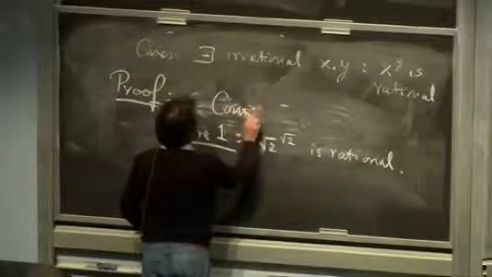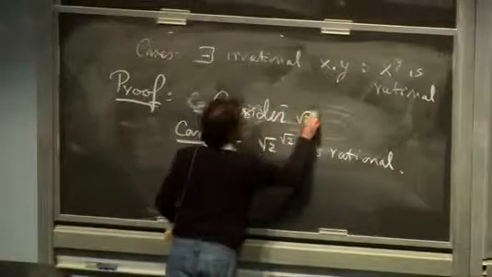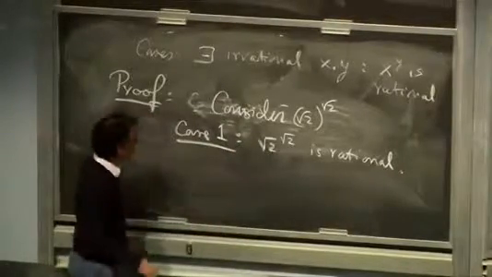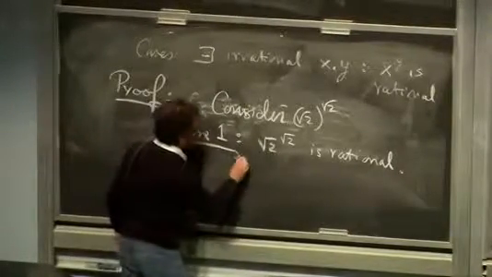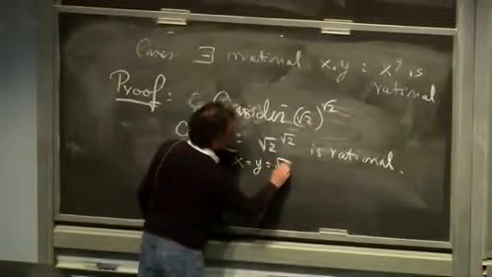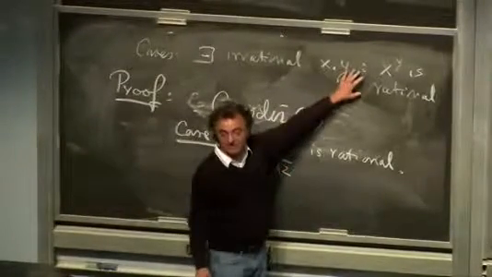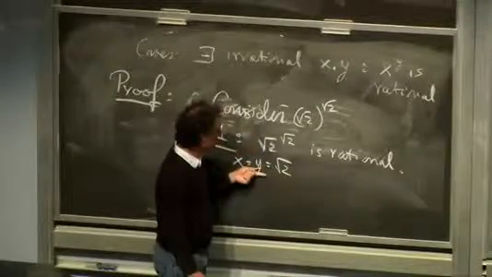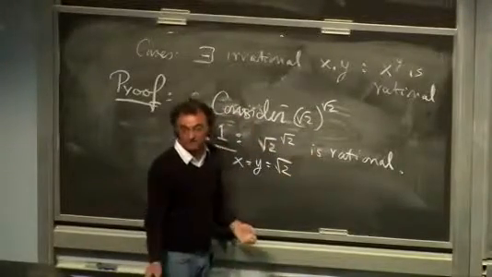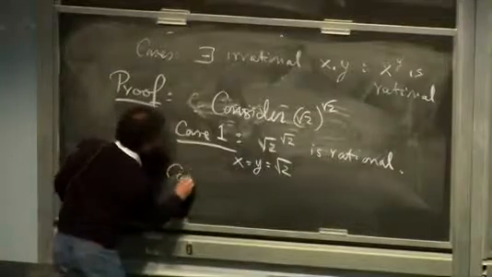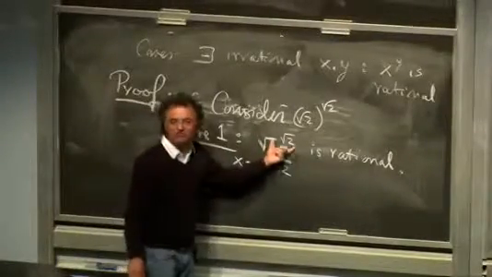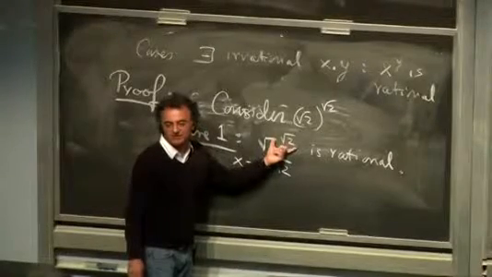Consider square root 2 raised to power of square root 2. Either it's rational, in which case we are done. x equal to y equal to square root 2 is the answer. Right? Because we just showed square root 2 is irrational. If square root 2 to the square root 2 is rational, then we are done. Okay, but who's going to compute this? I mean, we have no idea whether it's rational or not.